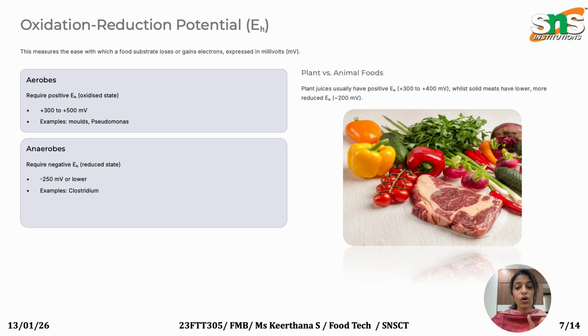And then we have something called the oxidation reduction potential. This tells us whether the food supports aerobes, which need oxygen for growth, for example molds and Pseudomonas, whereas anaerobes grow without oxygen. Clostridium is an excellent example of the anaerobes. Plant juices usually have high oxygen levels, whereas meat has lower oxygen levels. So different products attract different types of microbes. And that is what we have with respect to the oxidation reduction potential.